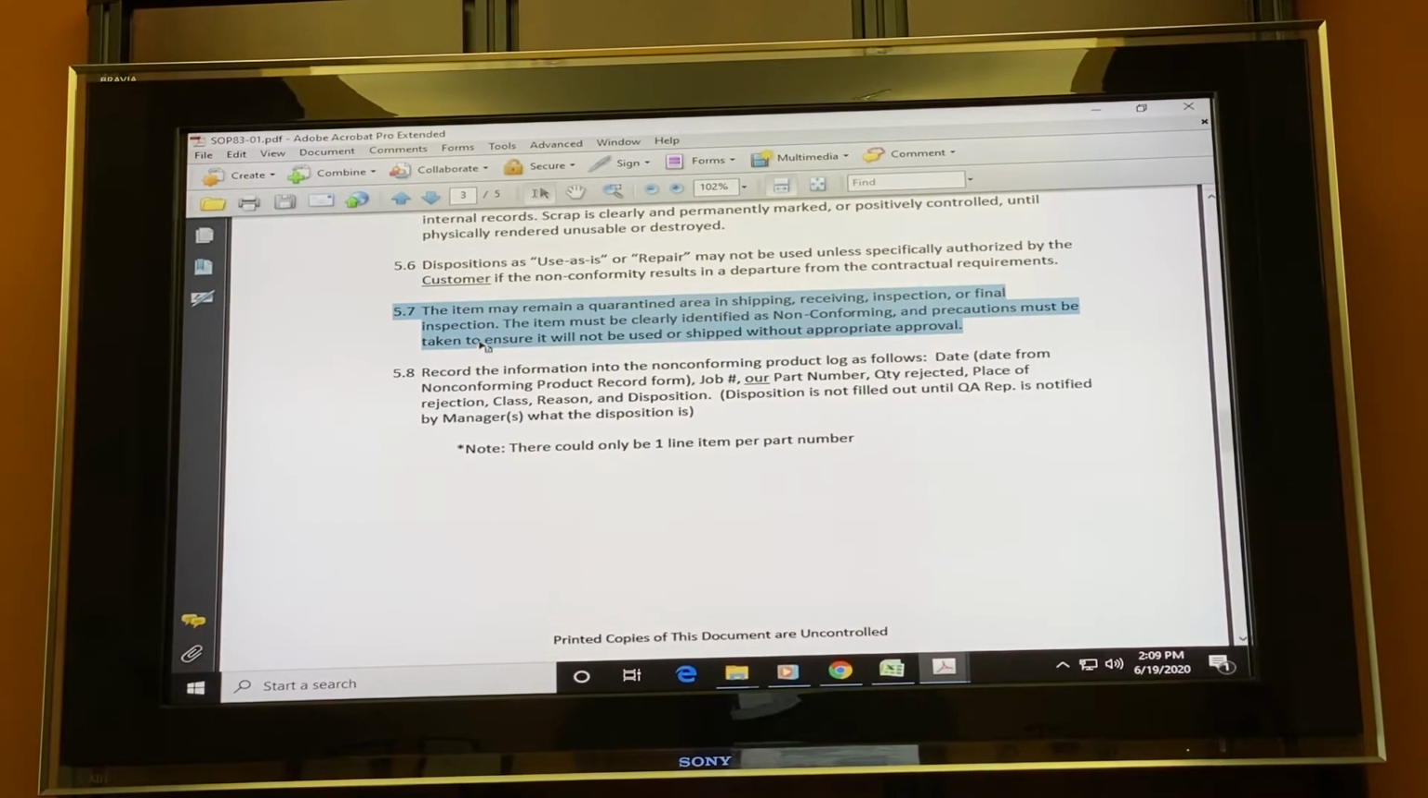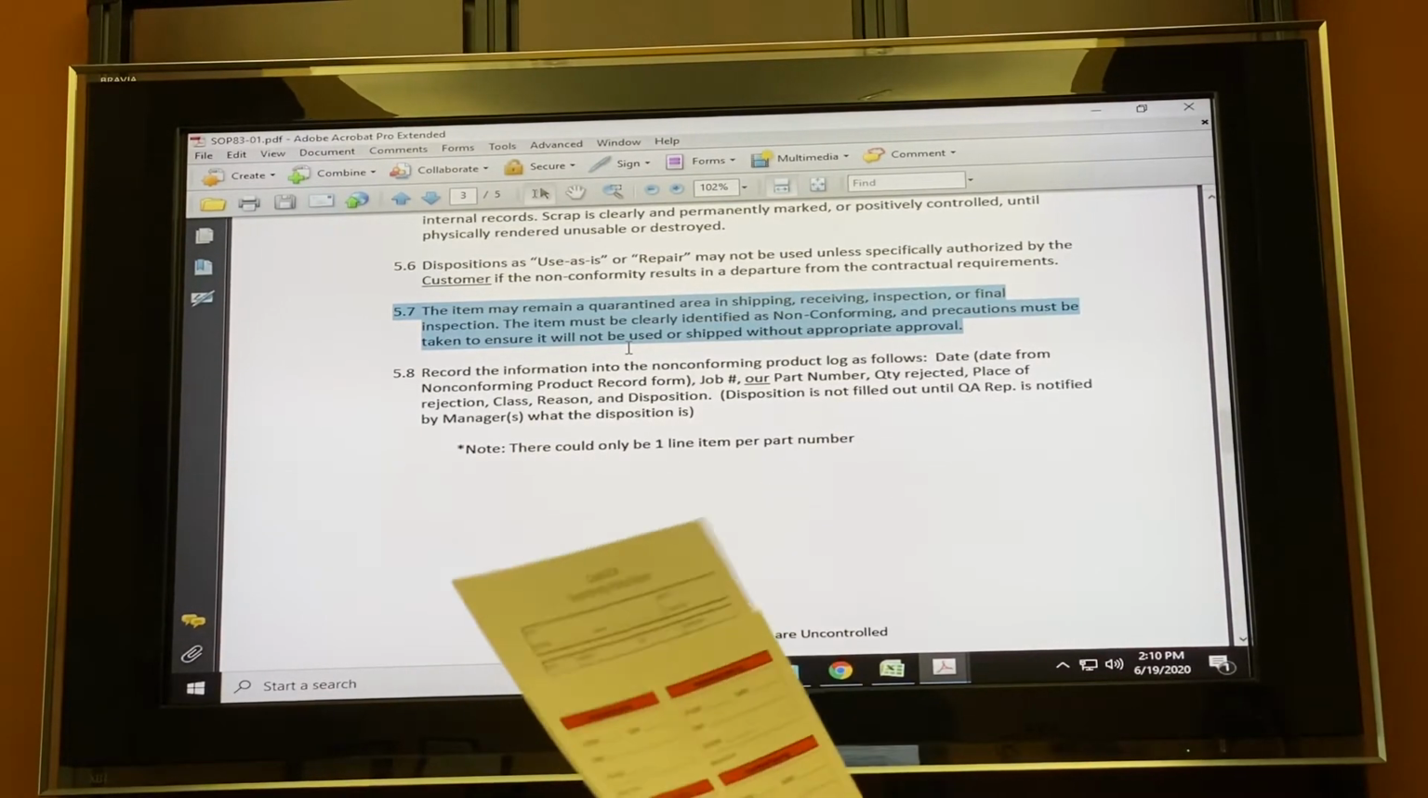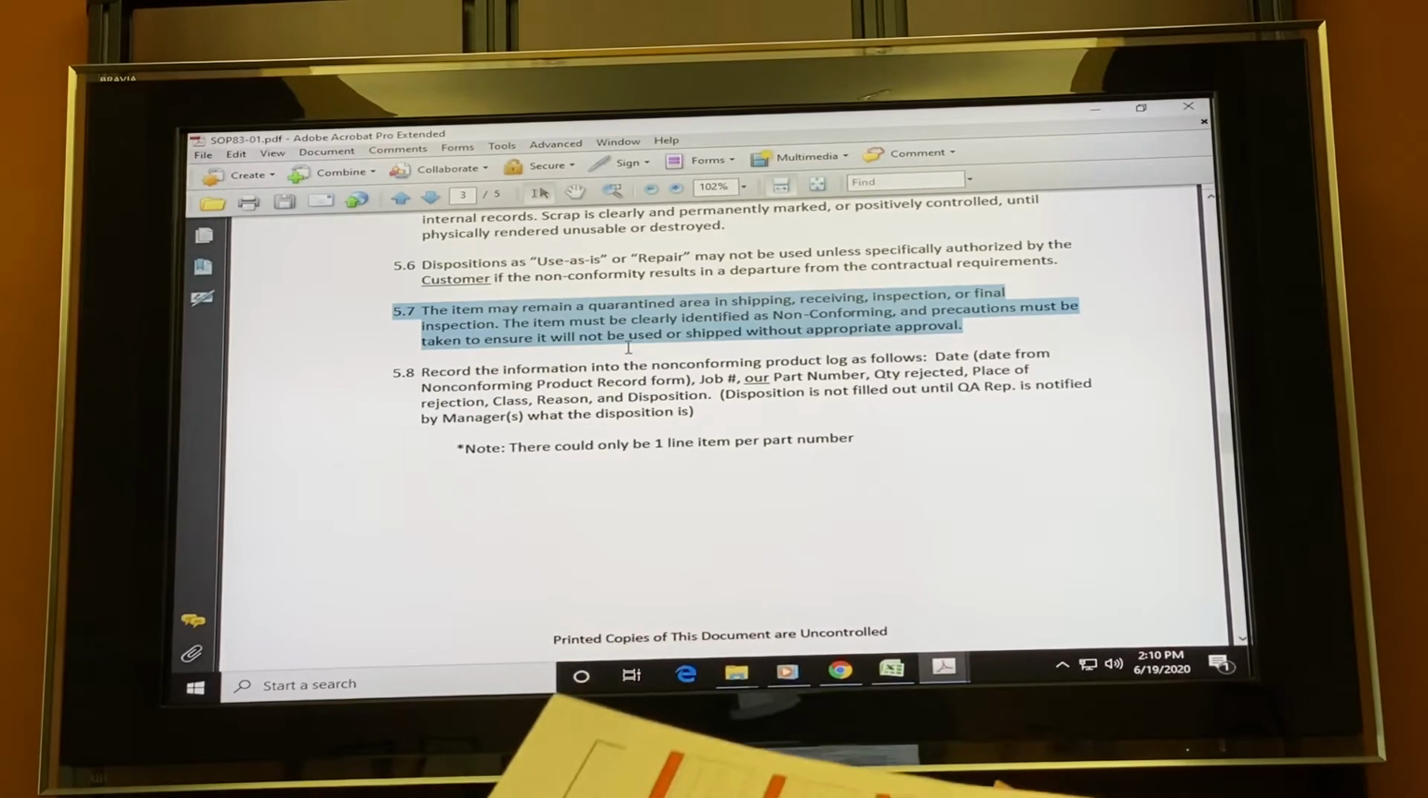The item may remain in a quarantine area in shipping, receiving, inspection, or final inspection. The item must be clearly identified as non-conforming and precautions must be taken to ensure it will not be used or shipped without appropriate approval. So for the most part, these ones are just going to stay at your desk. But it's just reiterating that you want to make sure that these two are with the product.